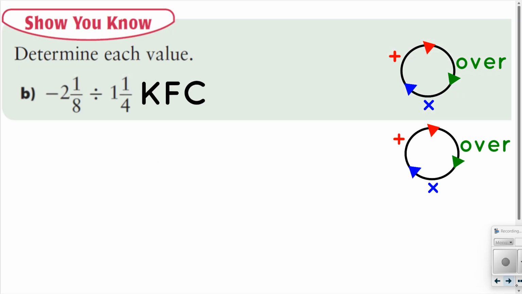Okay, I want you guys to try this one by yourselves. Pause the video, come back and see how you did.